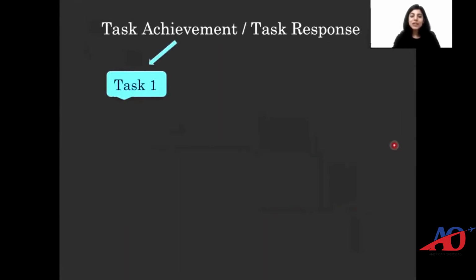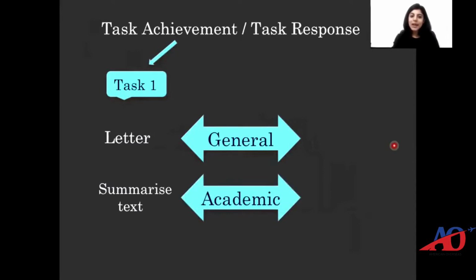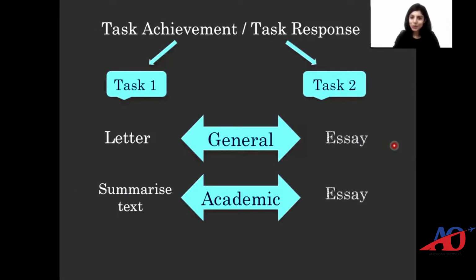Task achievement is for task 1 that has a letter in general and summarized text in academic test. Task response, on the other hand, is for task 2 that has an essay in both general and academic test. Now we'll have a look at how task achievement and task response are marked on letter, summarized text, and essay.